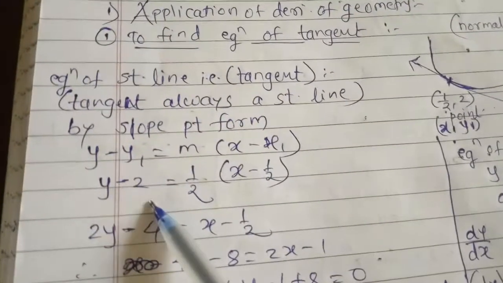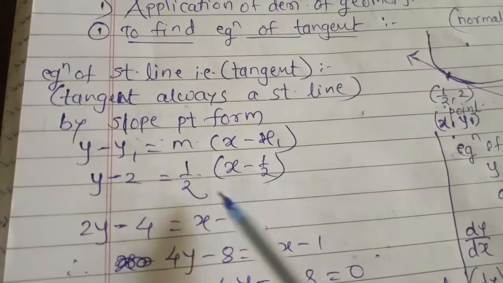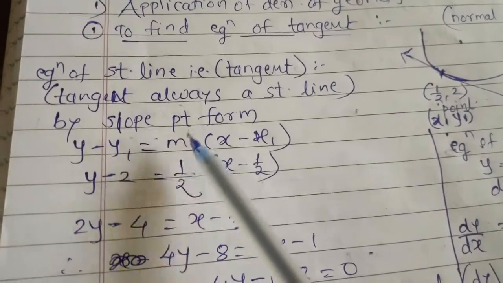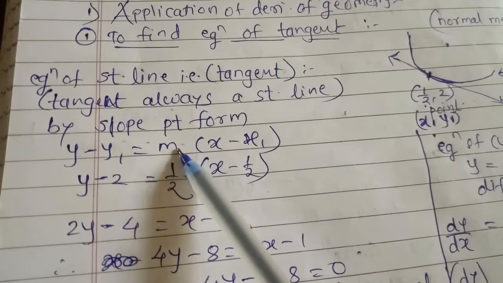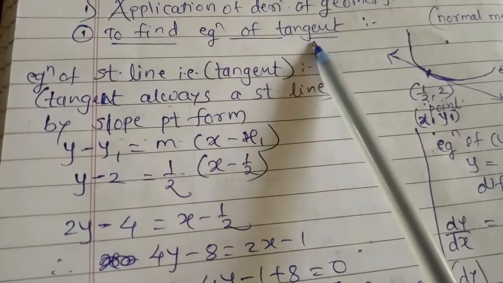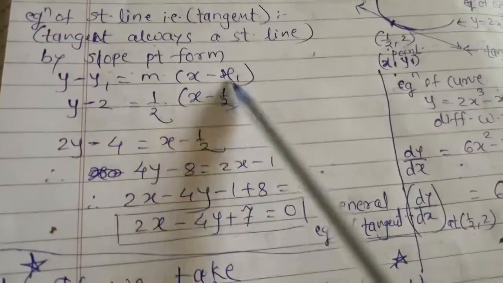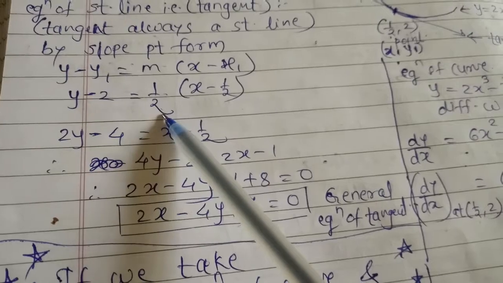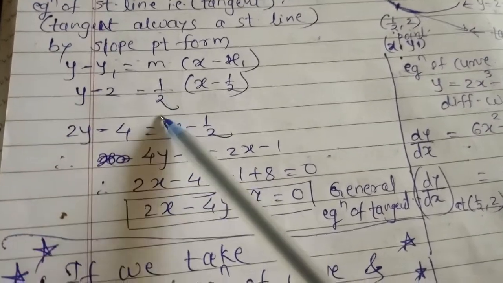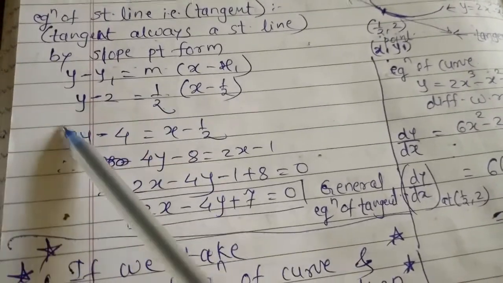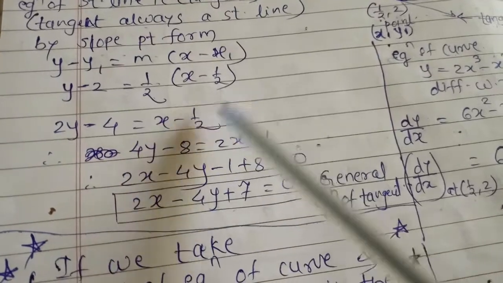Just we're going to put down the values. So 2 and half, and m is nothing but the slope of the tangent. Here we are going to find out the equation of the tangent. So we have to put the slope of the tangent. We already found it here, that is half. So now we have to solve this. We have to remove this 2, so move this 2 to this side. So 2y minus 4 will get x minus half.